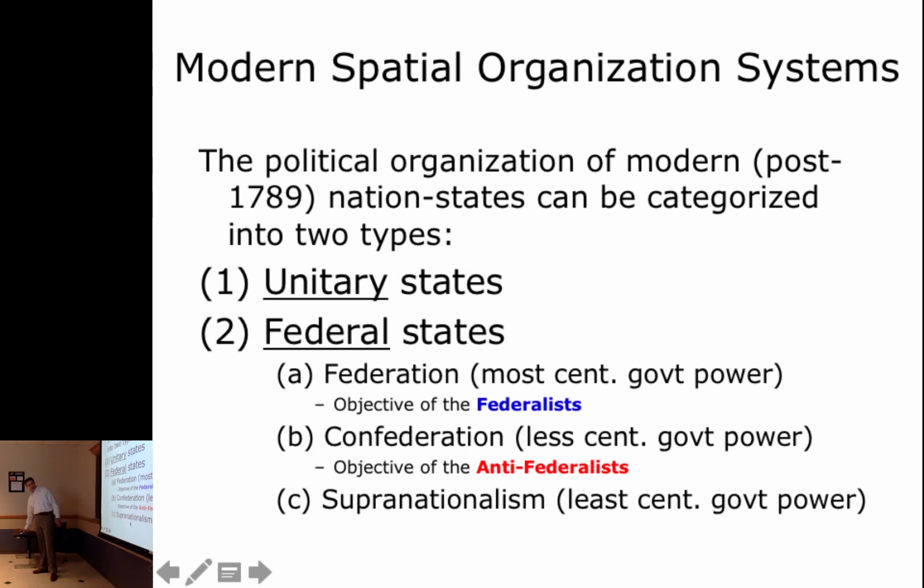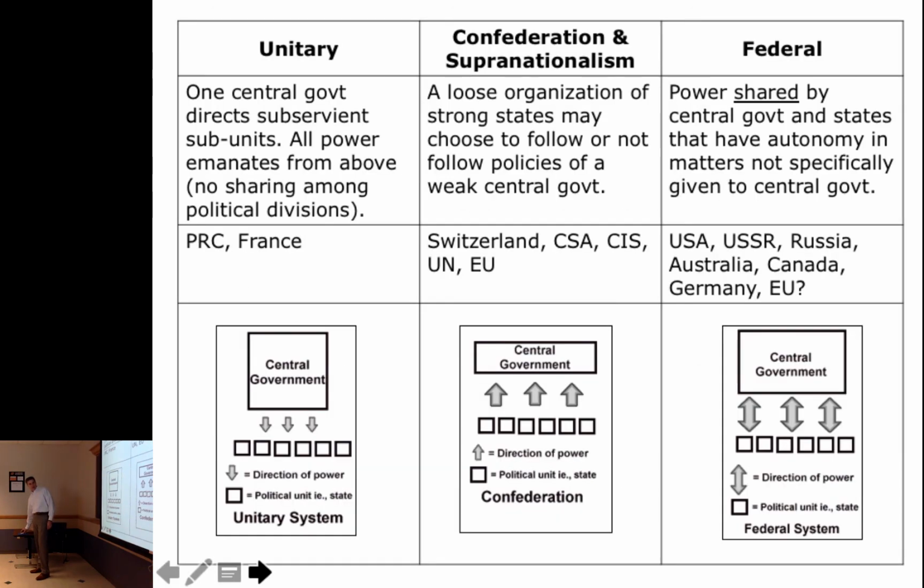Today, of course, we have other things that we call supranational organizations like the European Union. What are some other supranational organizations? NAFTA, okay. United Nations, right? So these are very, very loose, weak structures versus centralized structures. So, the Anti-Federalists essentially missed out on that one.